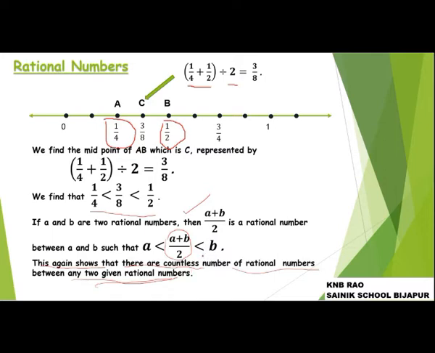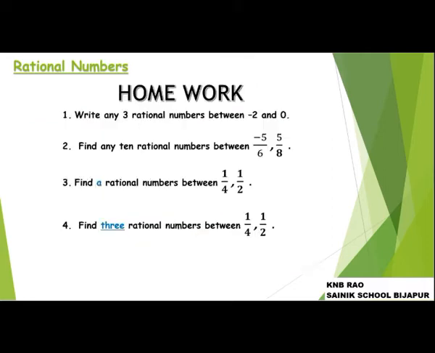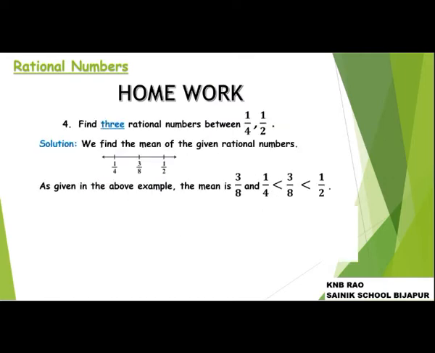Now we will use this knowledge where it is required. The next homework question, the fourth one: find three rational numbers between the same 1 by 4 and 1 by 2. Already in the earlier example we found 3 by 8 lies between 1 by 4 and 1 by 2. How to find 2 more? That we are going to learn.